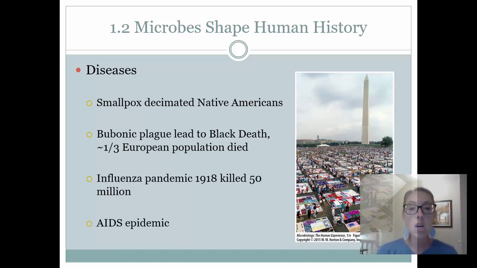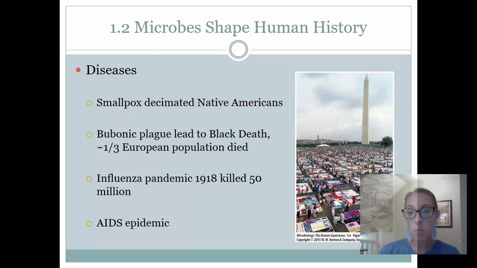So your book talks about how the smallpox virus was brought over by European settlers. This particular virus is incredibly lethal, but it's particularly dangerous to individuals who have never experienced this infection. None of the population has immunity to it, so they are all susceptible.